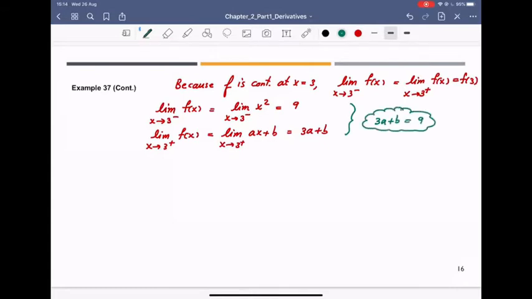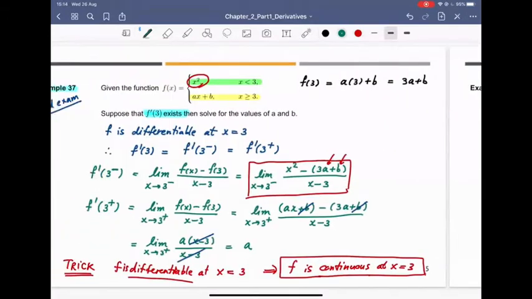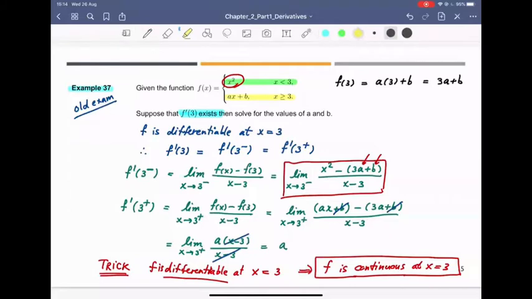And once you use the continuity to find that 3a plus b equals 9, you can just plug this back into your original thing that you're trying to solve. So if you go back to our original question, you can see that I got stuck because I don't know the value of 3a plus b here, right? But because I use the continuity property, I know that 3a plus b equals 9.